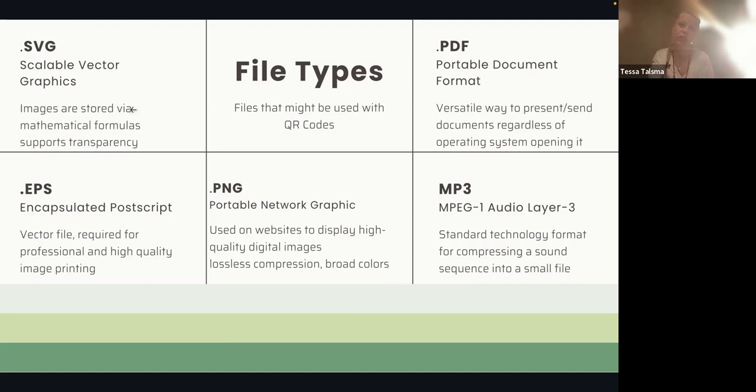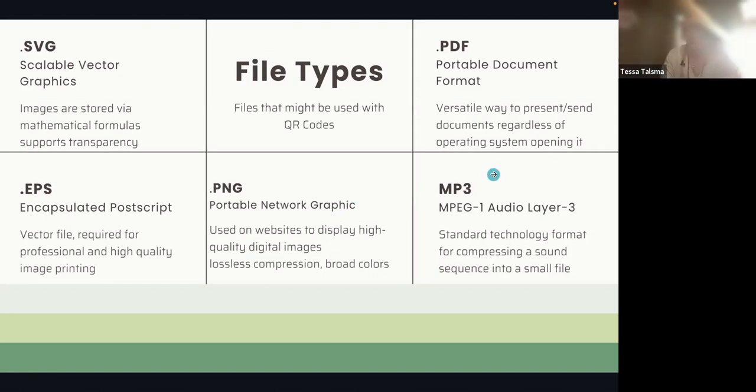And then right underneath it, you're going to see an EPS. And this is a vector file that requires professional and high quality image printing. So this isn't probably what you want to use if you're printing something. You're probably going to use a PDF or a PNG if you're printing. Speaking of PNG, it's used on websites to display high quality digital images, and it allows lossless compression, and then it allows a broader color scheme.